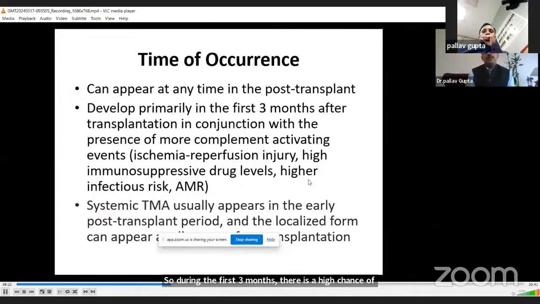Systemic TMAs usually appear in the early post-transplant period. By systemic TMA, I mean the TMA which involves the kidney as well as other organ systems, whereas the localized form of TMA can occur anytime after the transplantation.